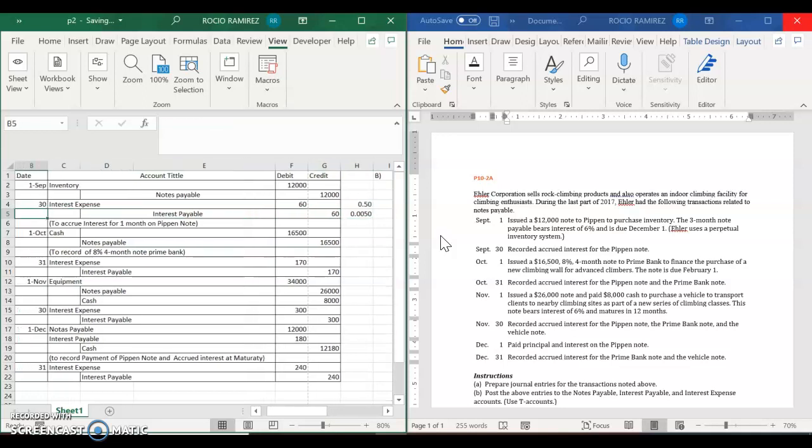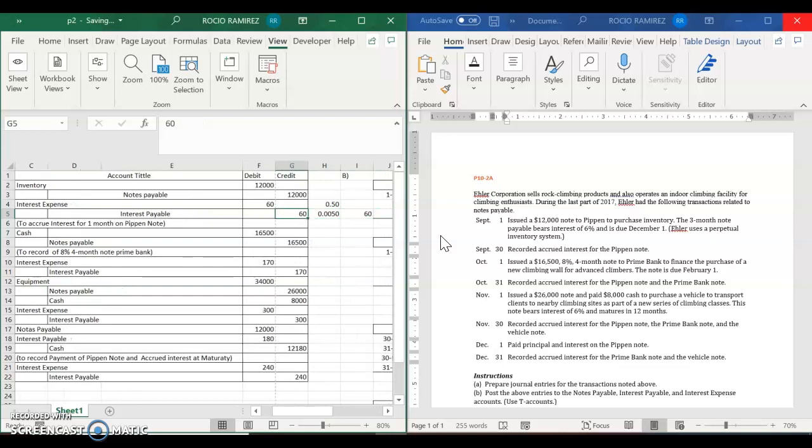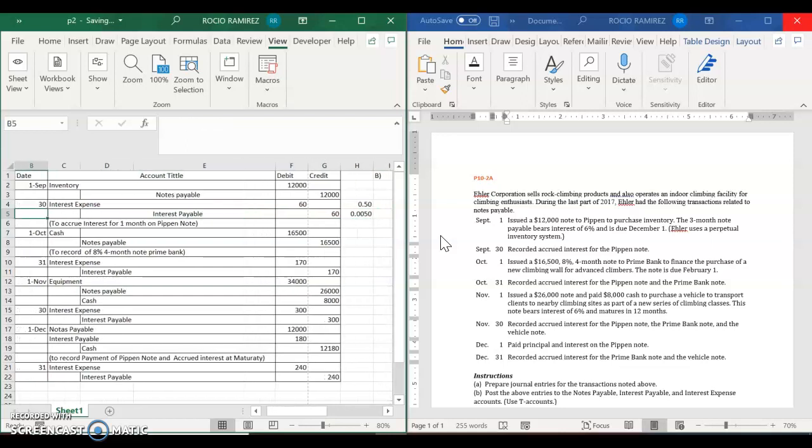In this case, we are going to debit interest expense, and we are going to credit interest payable because we still owe this interest, and it's going to be for 60. I hope this is clear. The next part, I'm going to do this quicker because I already have 4 minutes.